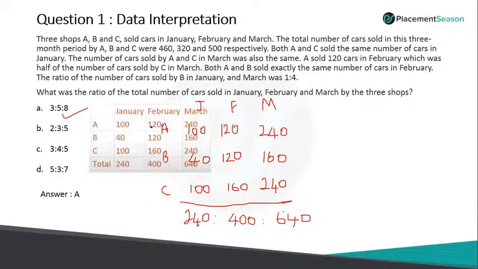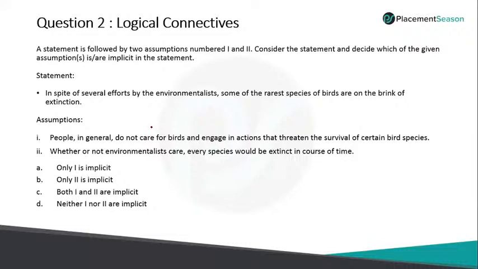Now next question, logical connectors. A statement is followed by two assumptions numbered 1 and 2. Consider the statement and decide which of the given assumptions is or are implicit in the statement. The statement given: in spite of several efforts by the environmentalists, some of the rarest species of birds are on the brink of extinction. So there are several efforts that were made by the environmentalists, but still rare species of birds are on the verge of extinction, we are losing them.